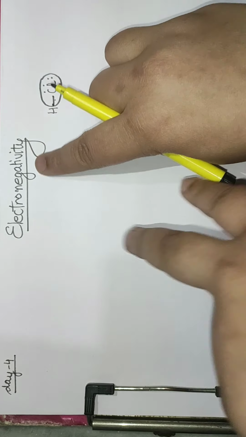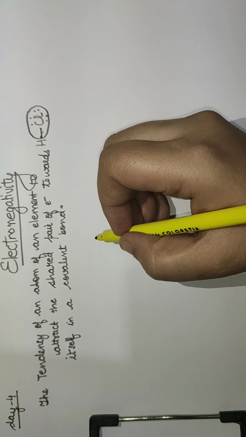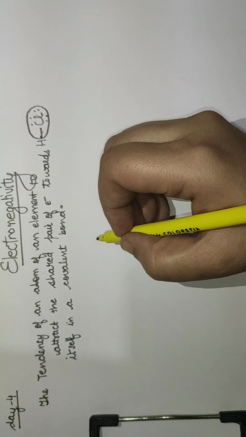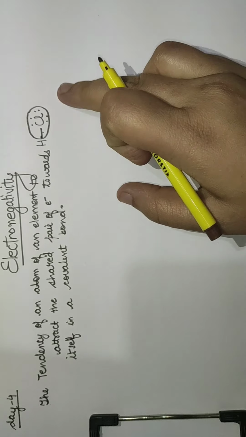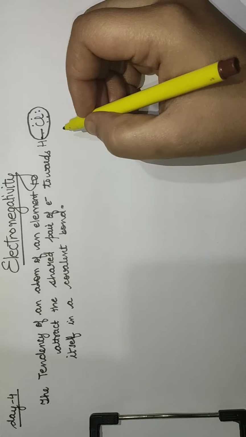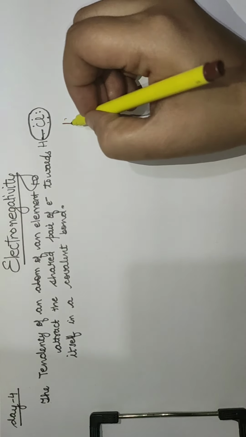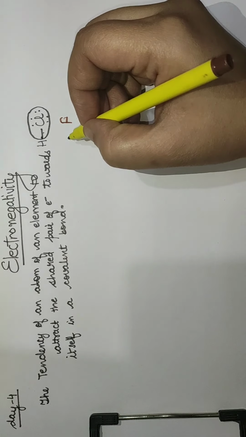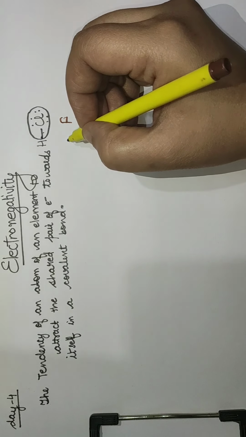So what is it? It is a tendency of an element to gain the shared pair of electrons toward itself. So it means that the greater the electronegativity of an element, the greater will be its tendency to attract the shared pair toward itself. So we know that out of all the halogens, fluorine is the most electronegative element. So if it is the most electronegative element, it has the most tendency or most power to attract the electron toward itself. So what does it mean?